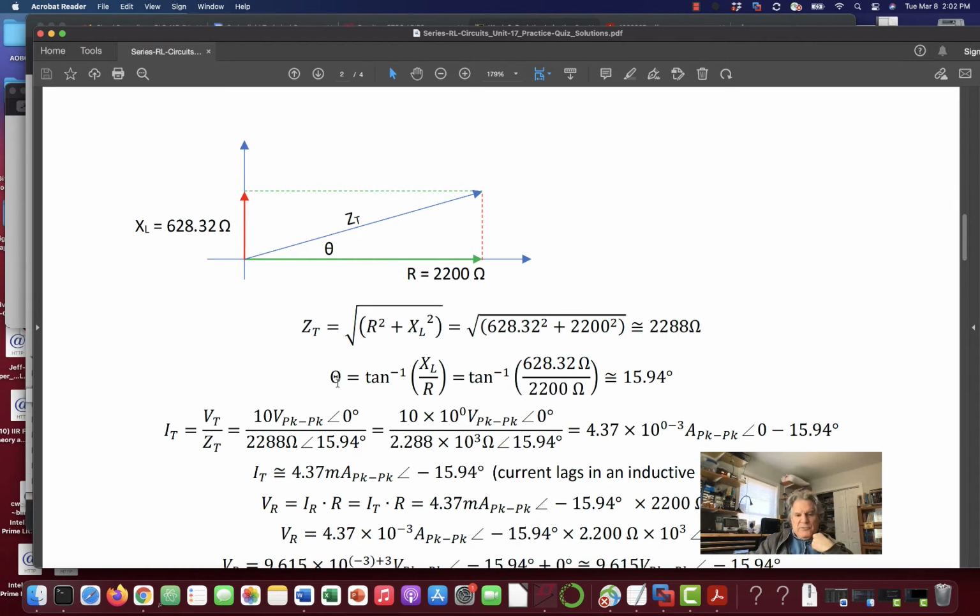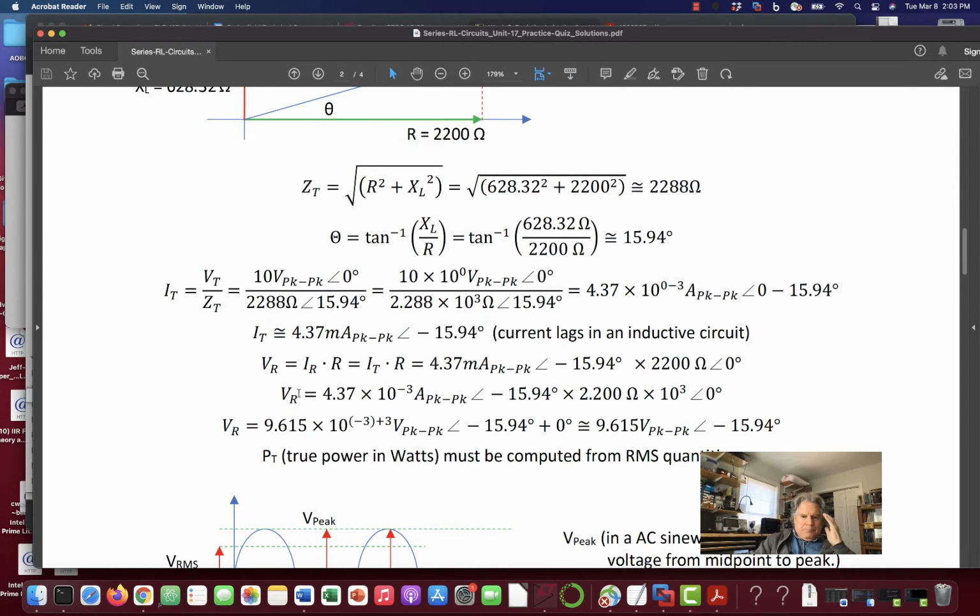So now let's look at our phase angle. Our phase angle, remember SOHCAHTOA, tangent equals opposite over adjacent. The opposite is 628.32, adjacent is 2200. So we want the angle whose tangent is 628.32 over 2200, and that angle turns out to be about 15.94 degrees. So I now have the total impedance is 2288 ohms at 15.94 degrees.